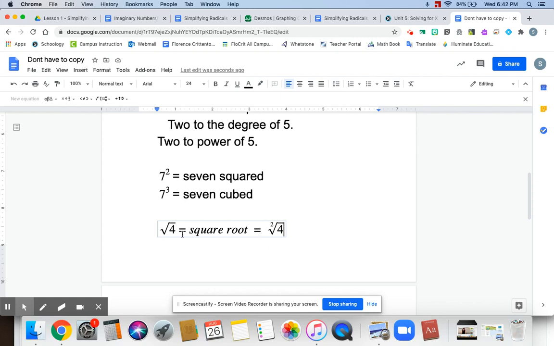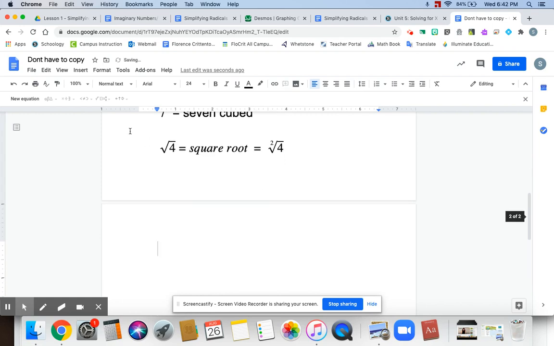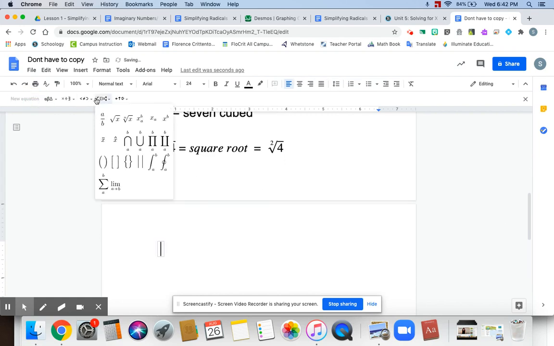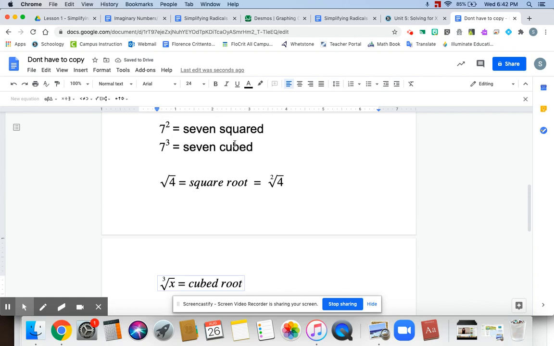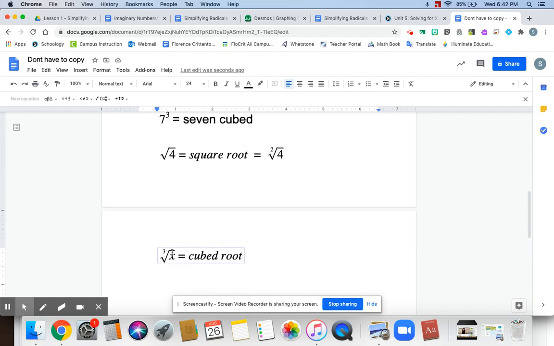And so because it shows up so much, they're like, okay, if there's no number right here, we're going to assume it's a square root, and it has a little 2 there, this invisible little 2. However, it's not the only type of root that exists. This one also has a special name, and it's called a cubed root. So just like if to the power of 3 is called cubed, when it's in a little house like this and it has a little 3 up there, it's called a cubed root.